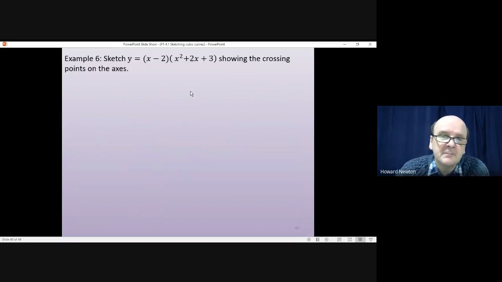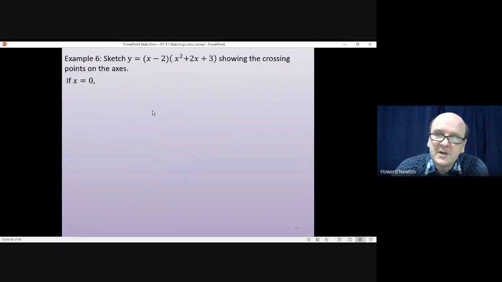Okay, last example, example 6. They ask you to sketch this function, and it's been factorized to begin with. So we've got one factor there, x minus 2, but they haven't factorized this quadratic bit. This again is a special case, but I'll let you have a go at working out what's going on first. So pause the video again, come back to me when you're ready. Okay, let's have a look.